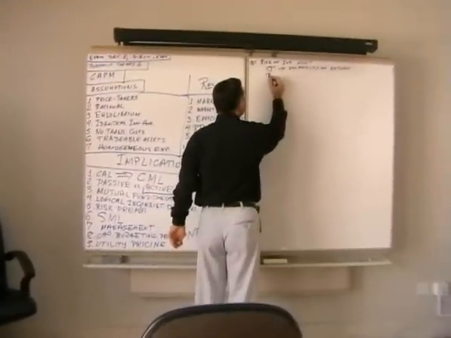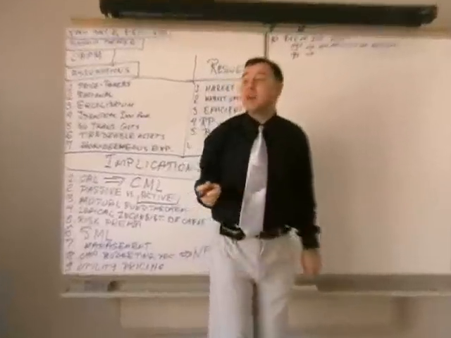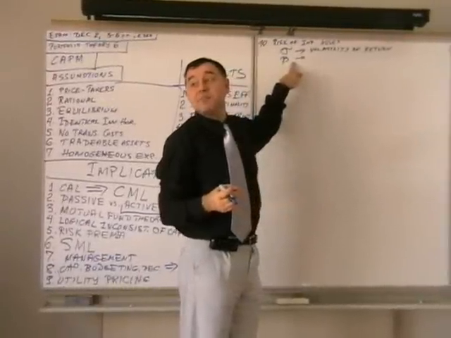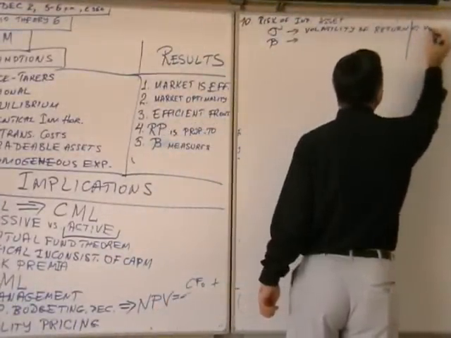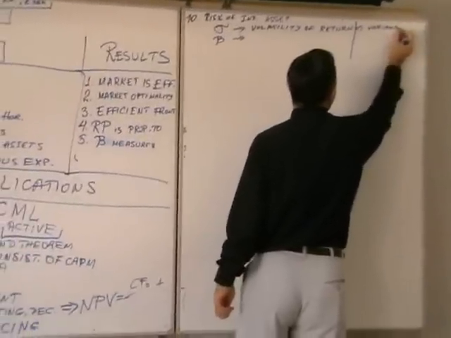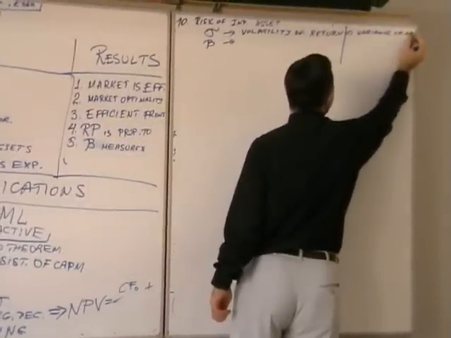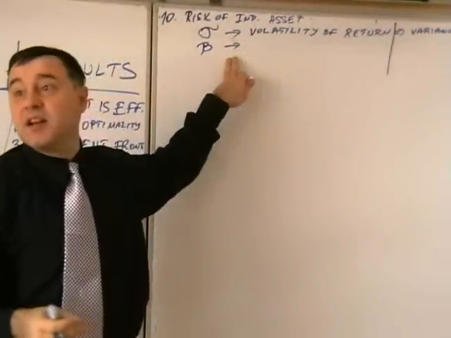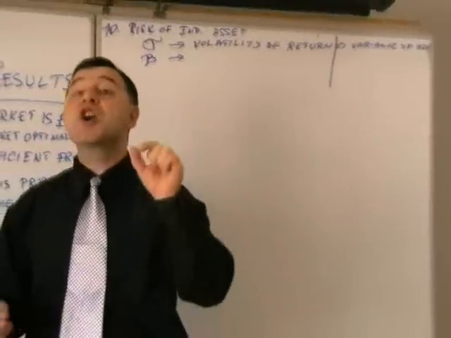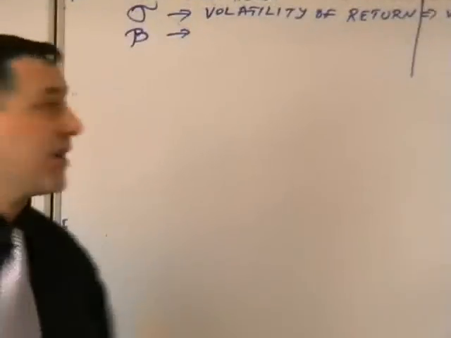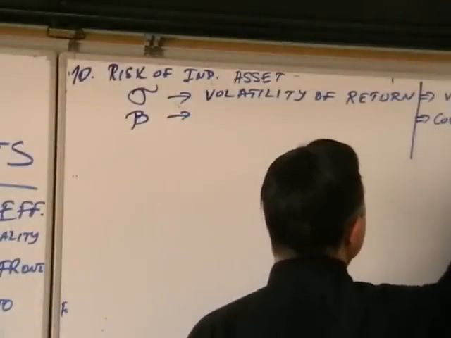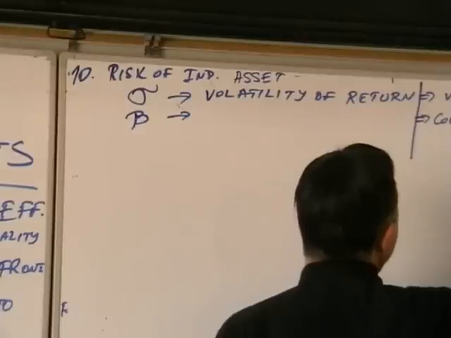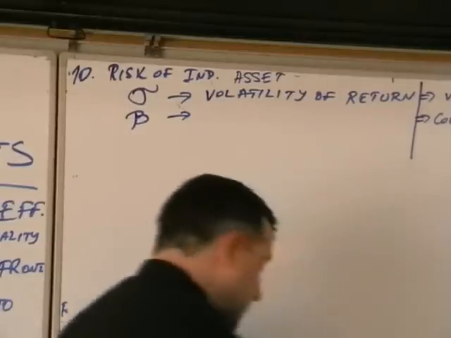But now, the capital asset pricing model tells us that it is beta. So, the volatility of return is better said to be the variance of return. And what beta represents is the covariance with the market. So, beta is the covariance with the market. So let's explain this a little bit.